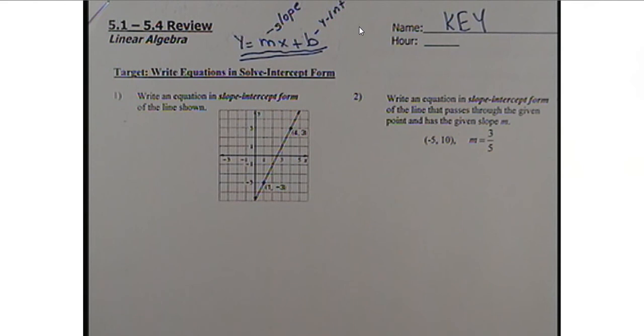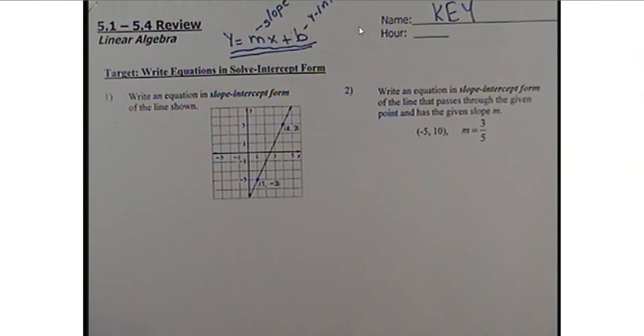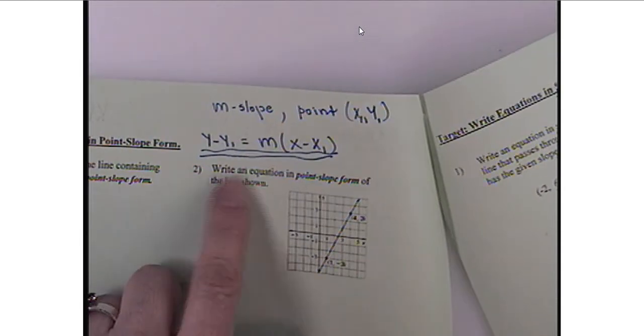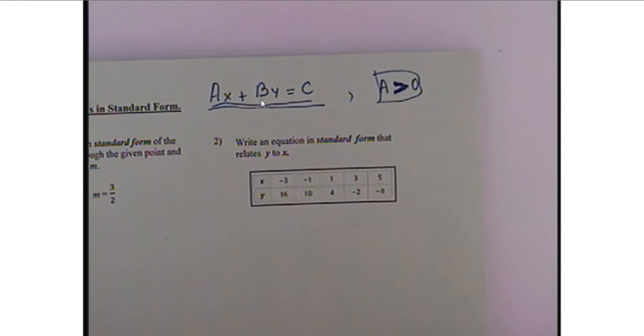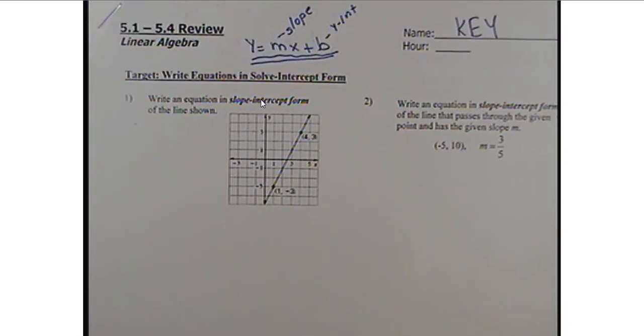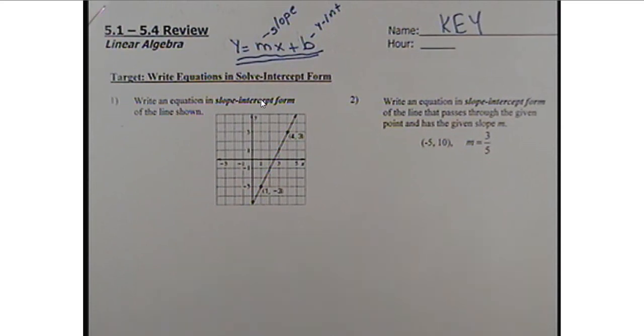So the review packet has 3 learning targets. First one will be in slope-intercept form. Second learning target will be about point slope form. And third one is about standard form. So for all those learning targets, our job will be to write equations from the given information.